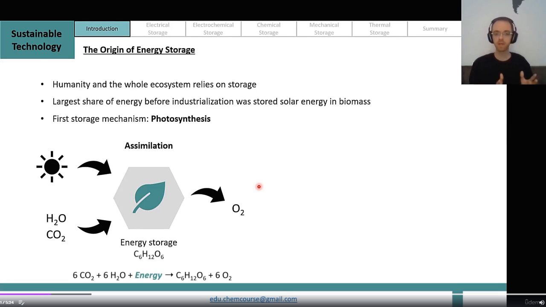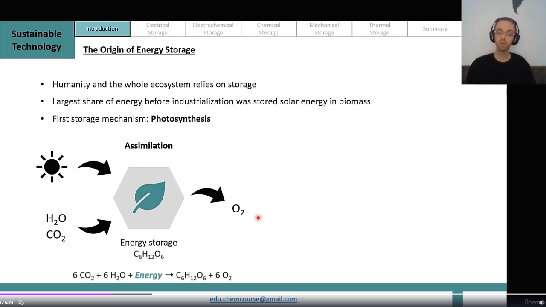Photosynthesis cuts basically into two steps. You have the so-called assimilation as the first step. In the assimilation process, you convert this solar energy, what I just talked about, together with water and carbon dioxide into, for example, glucose in the form of energy storage. This is C6H12O6. And from this, you will yield oxygen as a kind of waste product for the plants.